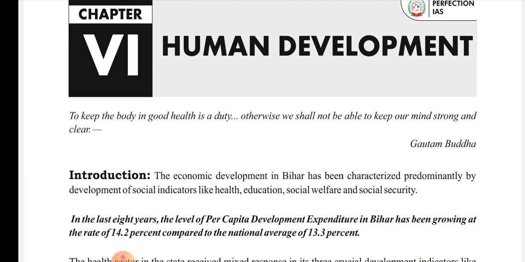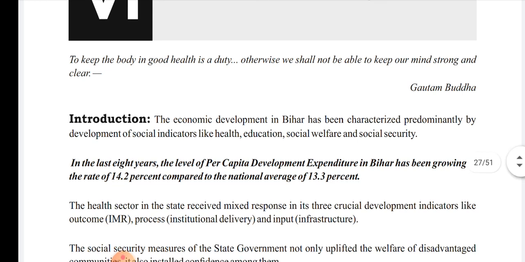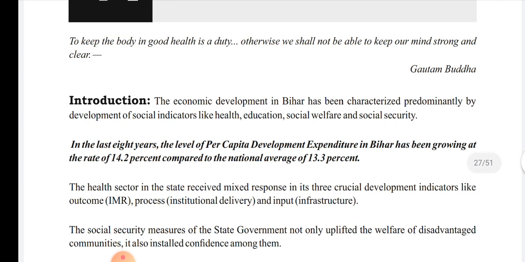So the introduction, as I said earlier, is an important area. The economic development in Bihar has been characterized predominantly by the development of social sectors like health, education and social welfare, including social security. In the last 8 years, the level of per capita development expenditure in Bihar has been growing at a rate of 14.2% compared to the national average of 13.3%. The bold points are usually the ones we find very important, so please have a special look at them.